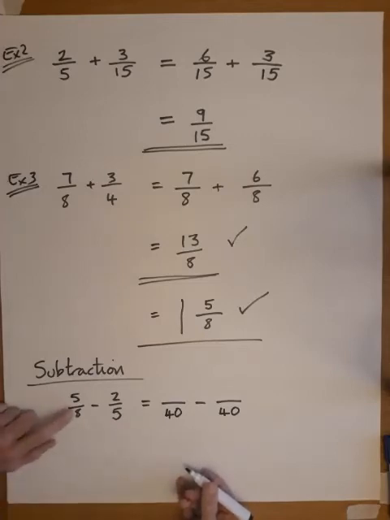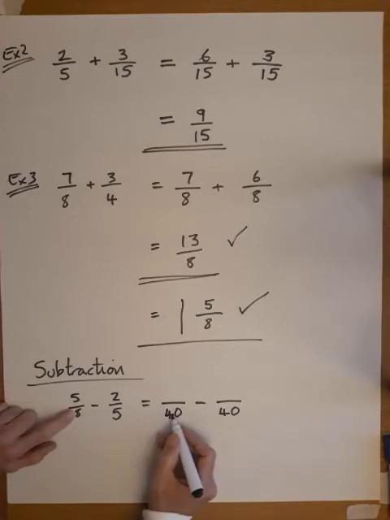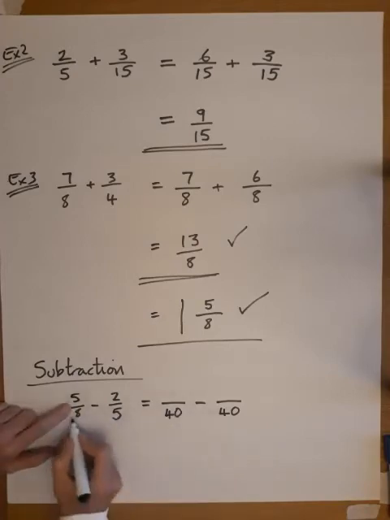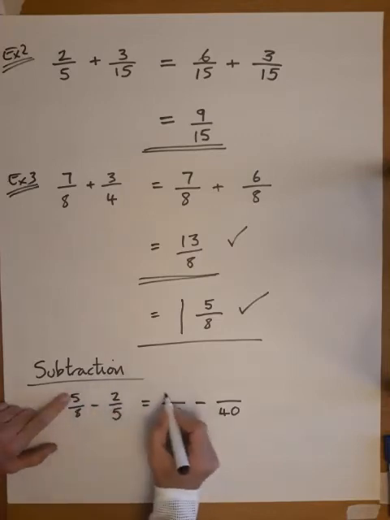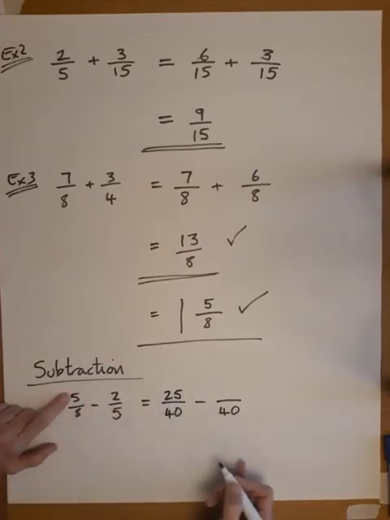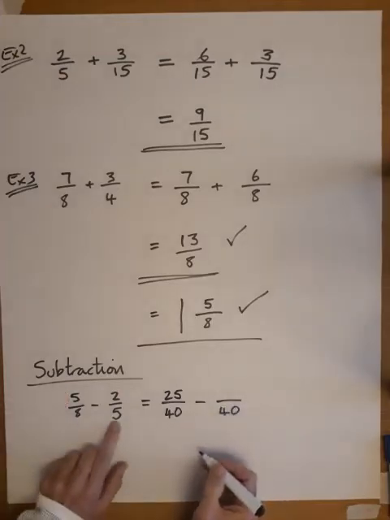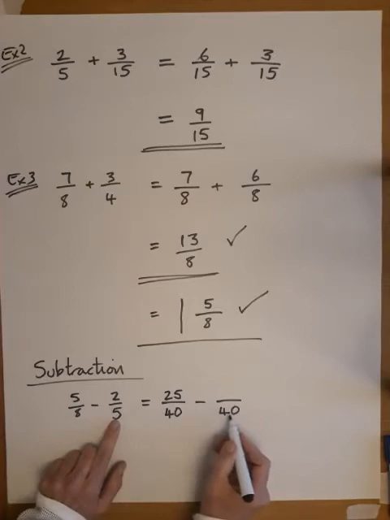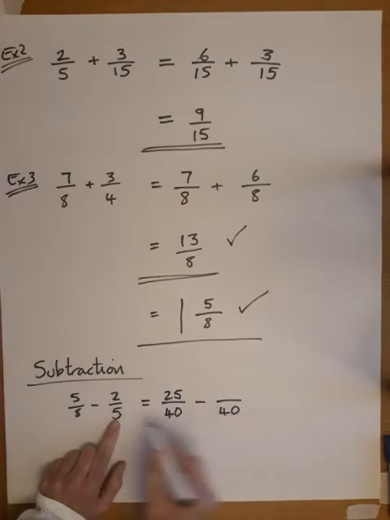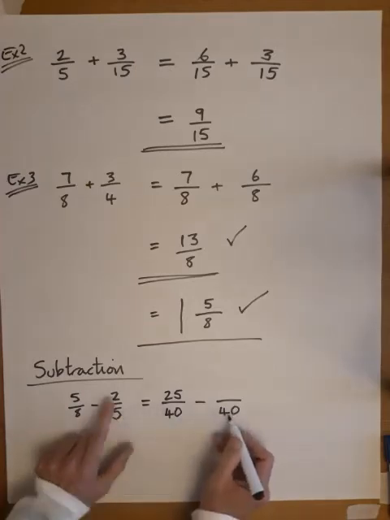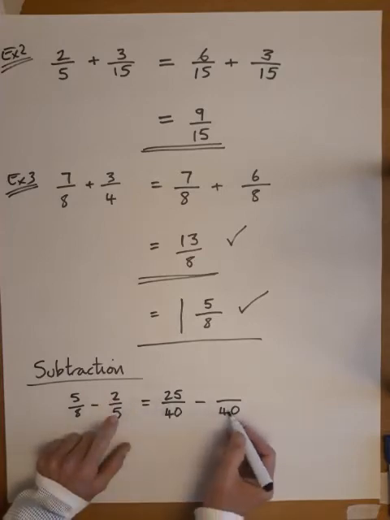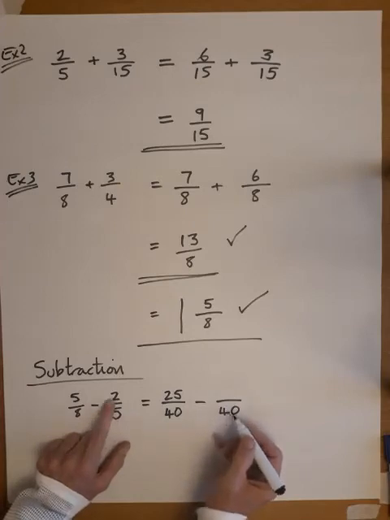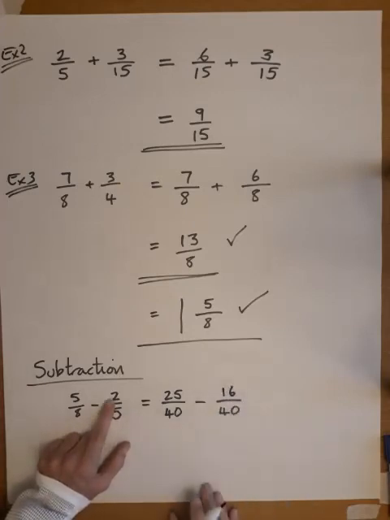So on this side, how many times does 8 go into 40? Well, it goes 5 times. So that's the multiplication factor. 5 times 5 is 25. Moving on to this fraction. How do I get 5 to 40? Well, we will multiply it by 8. 5 times 8 is 40. 2 times 8 is 16.